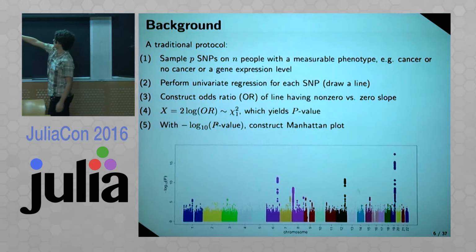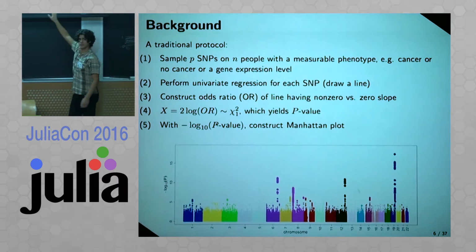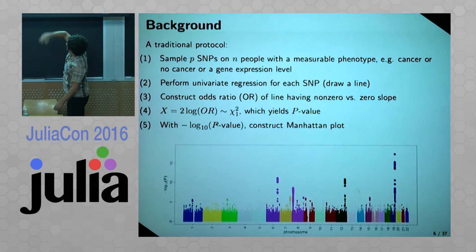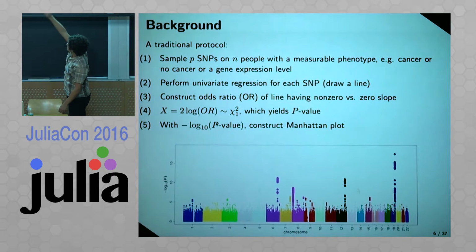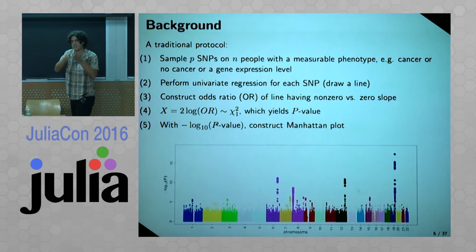So on the bottom you see the chromosomes. 1 is on the left. You go up to 22 on the right. And then on the y-axis here, you have the minus log 10 p-value. So basically it's giving you the magnitude of, or how small the p-value is.